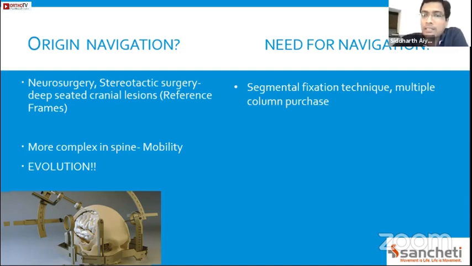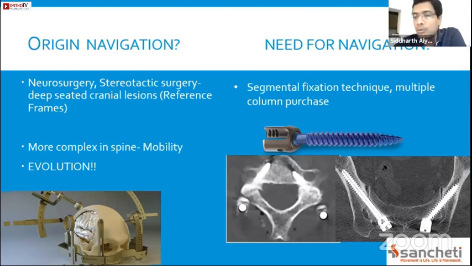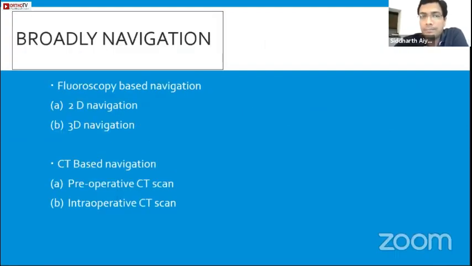The need for navigation in spine, I think, arose more after the segmental fixation techniques, which we are now using practically everywhere from the pelvis all the way to the occiput. So navigation was required to help ease the insertion of such implants and to do them safely without harming any vital structures. So broadly speaking, navigation can be considered under two headings. One would be fluoroscopy-based navigation, which had two-dimensional navigation and three-dimensional navigation. And the other would be CT-based navigation, and depending on when you did the CT, it could be a preoperative CT-based navigation or intraoperative.